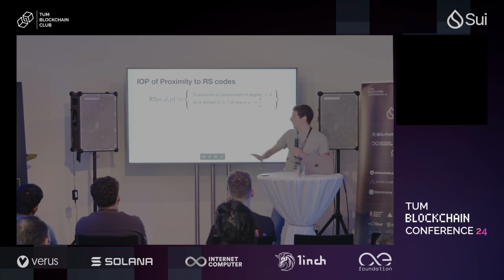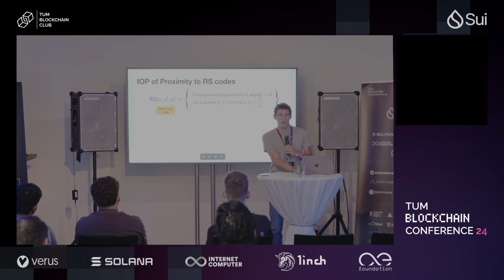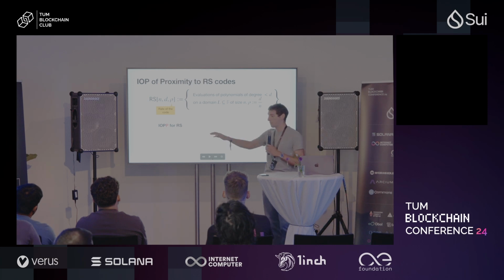Okay, so any questions on Reed-Solomon codes? I mean, these are beautiful, amazing, they're used everywhere. Yeah, I think they're incredible. So this rho is the rate of the code, and this is what we'll be focusing on mostly in this talk. What's an IOP of proximity?